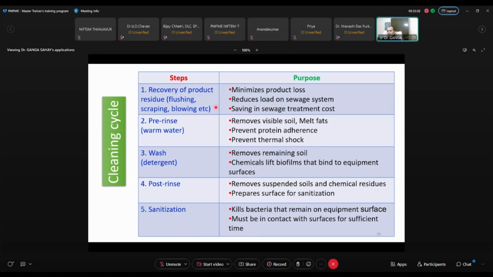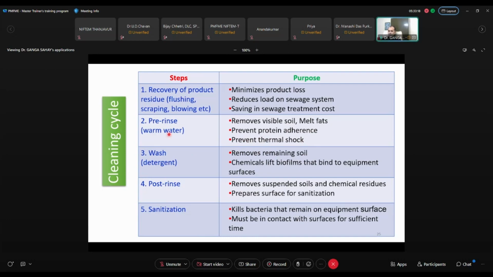And the purpose is to minimize product loss, reduce load on the sewage system, and save on sewage treatment cost. The next step is the pre-rinse with warm water, which removes visible soil, melts fats, and prevents protein adherence and thermal shock to the equipment.